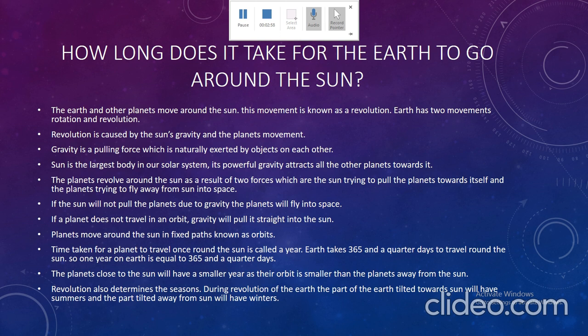All right, revolution also determines the seasons. During revolution of the earth, the part of the earth tilted towards the sun will have summers, and the part tilted away from the sun will have winters. All right, when the earth is revolving around the sun, the part of the earth which is tilted towards the sun will have summers, and the part of the earth which is tilted away from the sun will have winters. All right, so this is how the seasons are determined because of revolution.